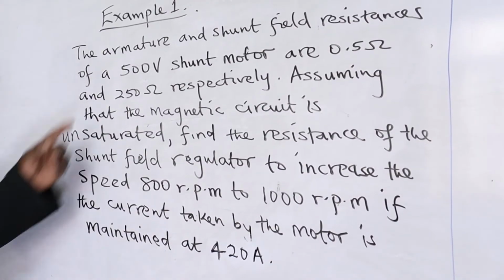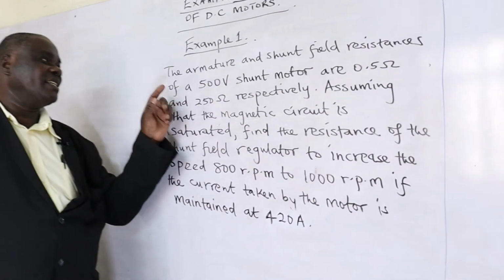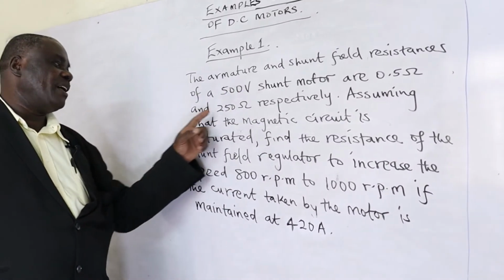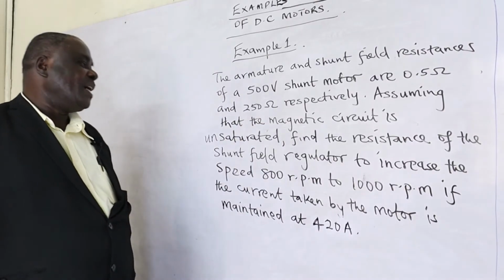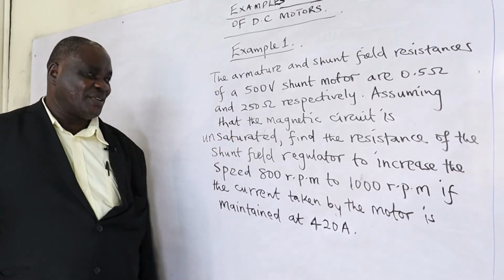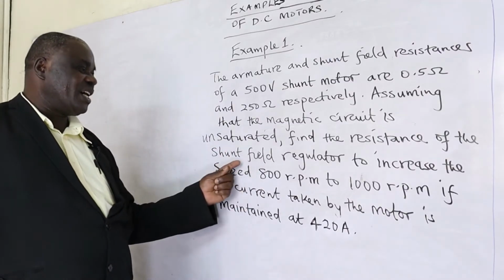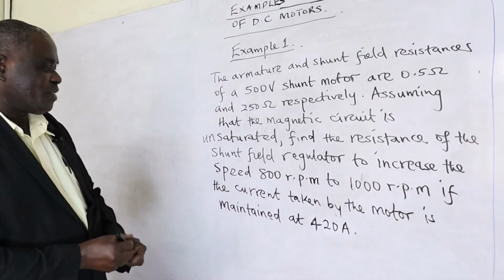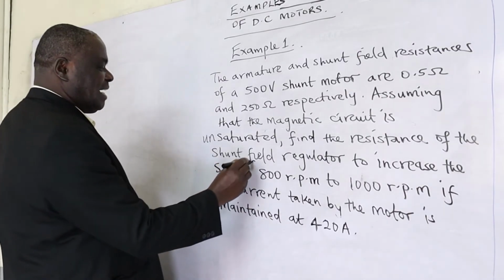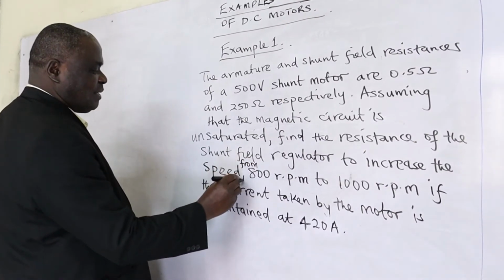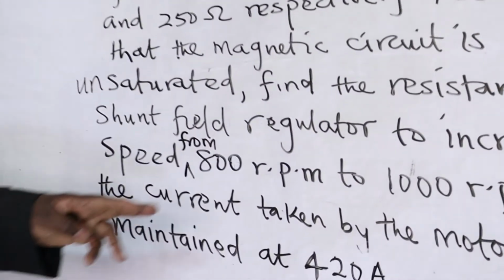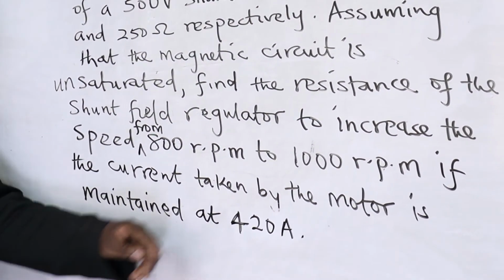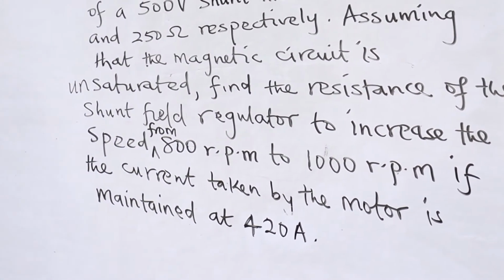Now, in our example one, the armature and shunt field resistances of a 500 volt shunt motor are 0.5 and 250 ohm respectively. Assuming that the magnetic circuit is unsaturated, find the resistance of the shunt field regulator to increase the speed from 800 RPM to 1000 RPM if the current taken by the motor is maintained at 400 amps.